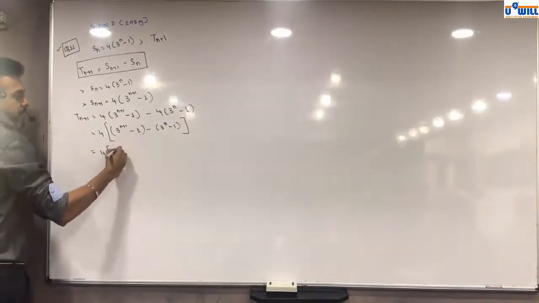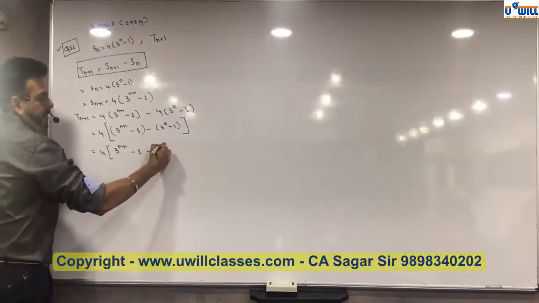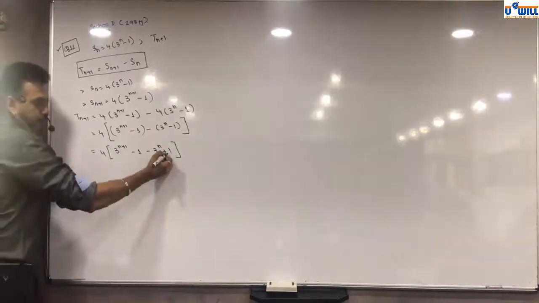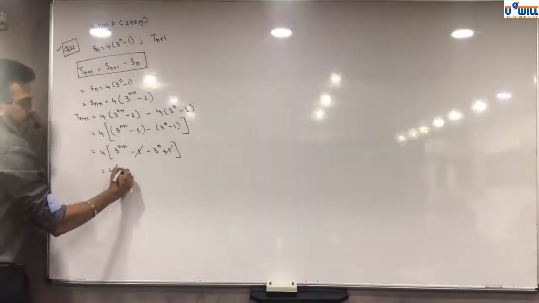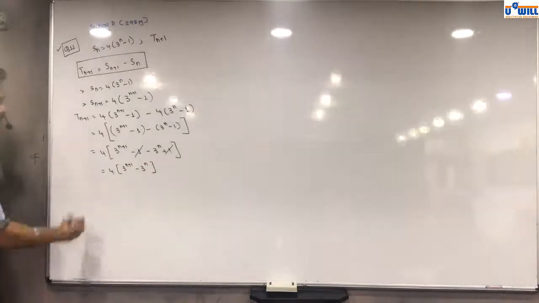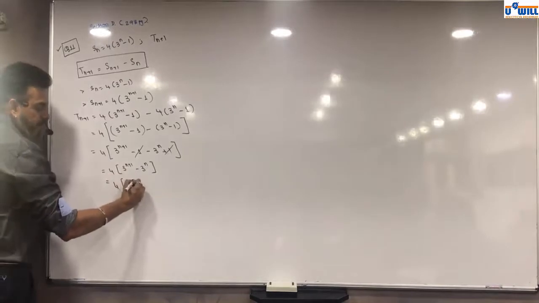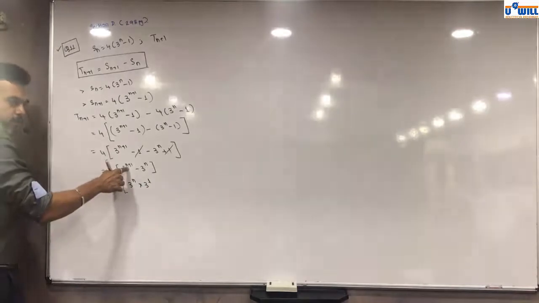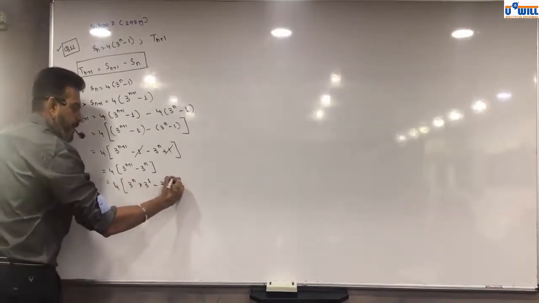We open the brackets. 3 raised to n plus 1 minus 1 minus 3 raised to n plus 1. Minus 1 plus 1 will become 0. So I cancel it. Is equal to 4 into 3 raised to n plus 1 minus 3 raised to n, which is equal to 4 into 3 raised to n plus 1 is what? 3 raised to n into 3 raised to 1 minus 3 raised to n. ये कैसे आया?